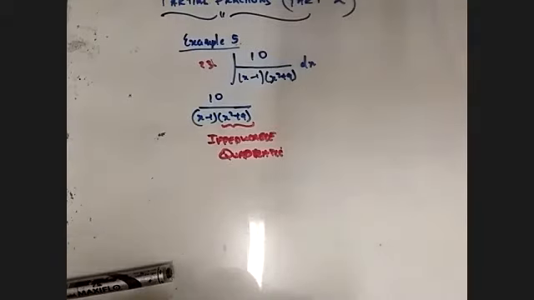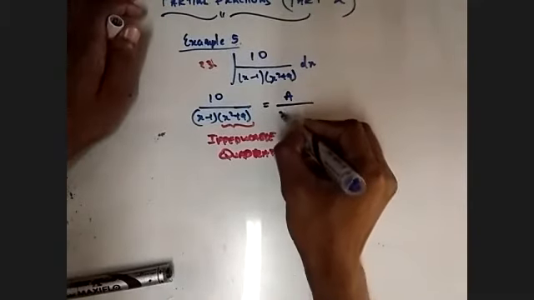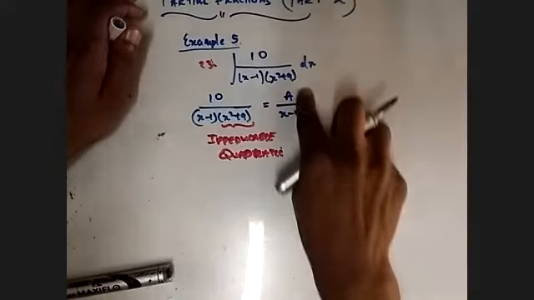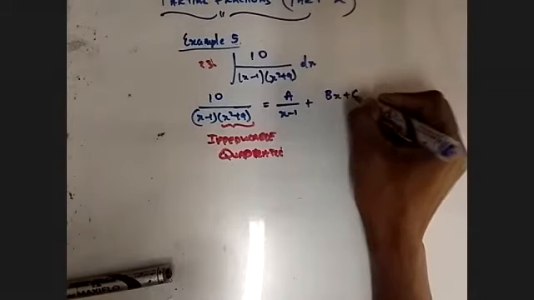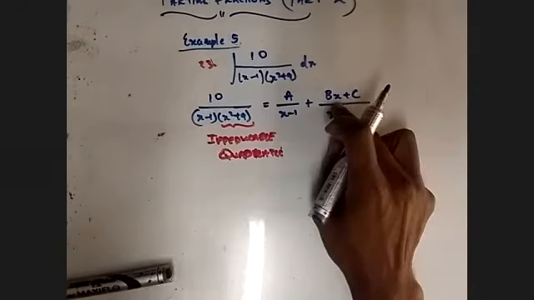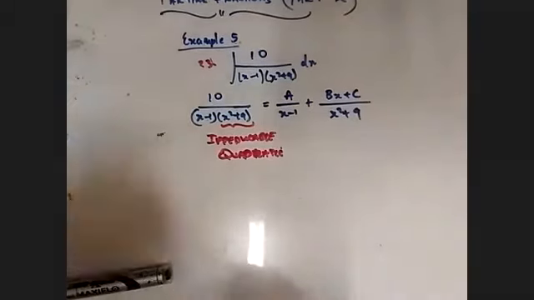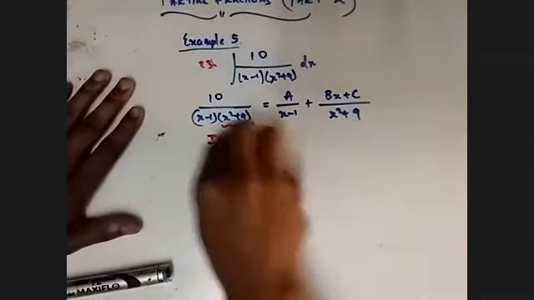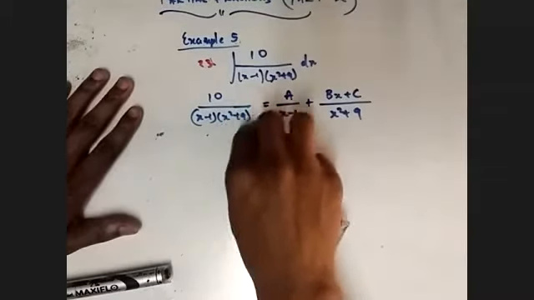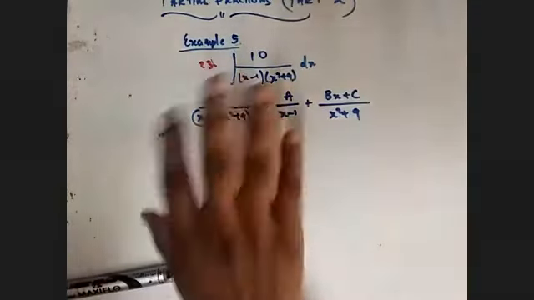We just have to write this in terms of the partial fraction decomposition, which is A over x minus 1, because the first part is linear, plus Bx plus C all over x squared plus 9. It's an irreducible quadratic, and as you can see, we do not have any exponent there, so it's just an irreducible quadratic.